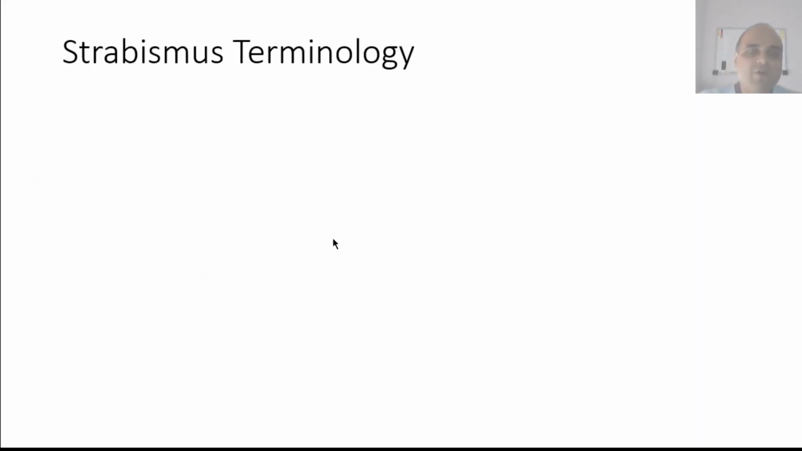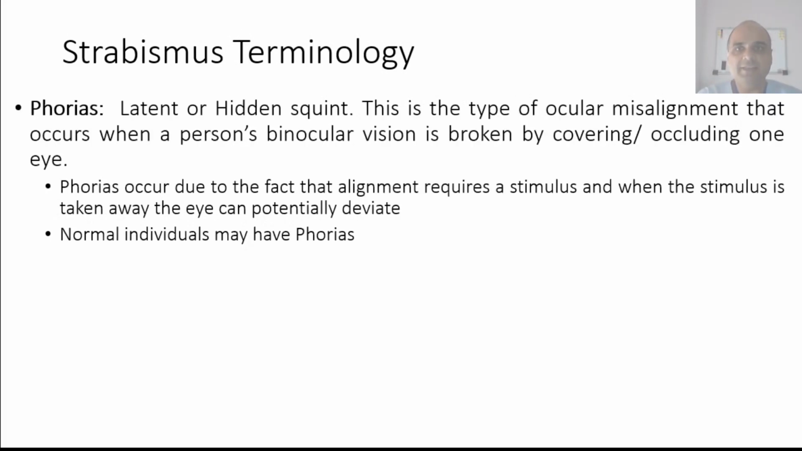So before we go on and test, we need to understand certain terminologies related to squint so that we can record our findings. That is, we should understand the types of squint, and they are basically phorias. Phorias are latent squint. And just like latent hypermetropia, this squint is hidden as long as both your eyes are open. They are only apparent when you close one of your eyes. And the reason for that is that the eye under the cover is receiving no stimulus. And when it's not receiving any stimulus, it can wander off and deviate.